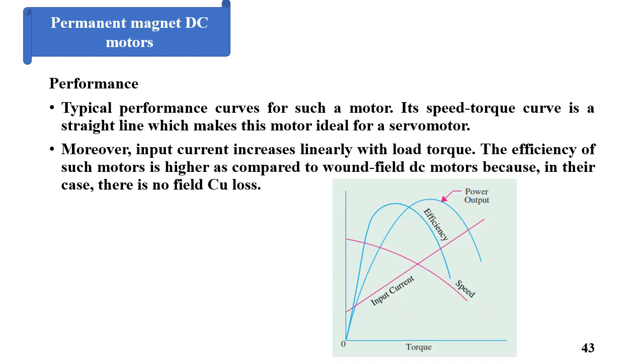The performance curves of such motors: the speed torque curve is a straight line. The speed load curve is approximately a straight line, which makes the motor ideal for servo motors, and the input current increases linearly with the load torque. The efficiency of such motors is higher as compared to wound field motors because we don't have copper losses in the field.